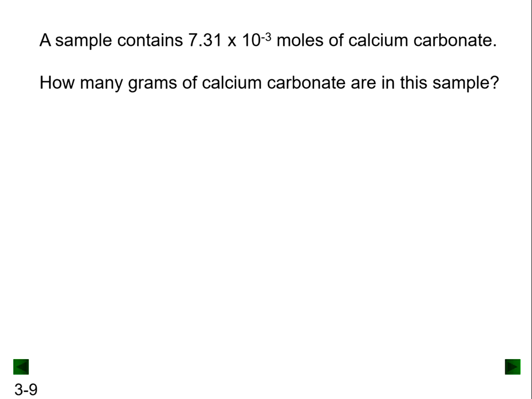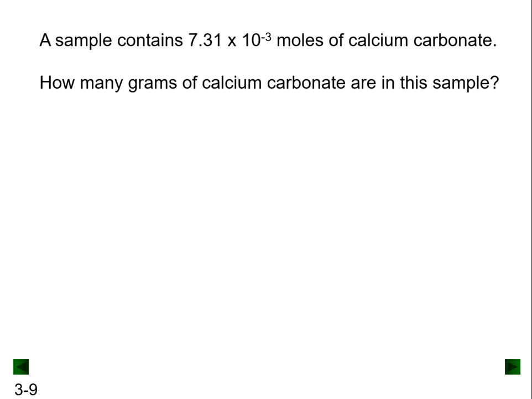Okay, our next calculation. We have a sample of calcium carbonate, and the sample contains 7.31 times 10 to the minus 3 moles of calcium carbonate. Our question: how many grams of calcium carbonate are in this sample? We'll need to know the formula for calcium carbonate.